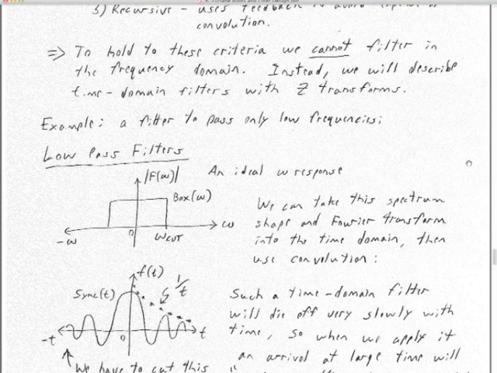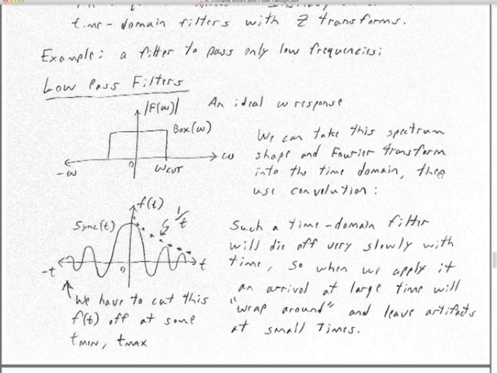Okay, so to have these desirable features for our filter, we cannot filter in the frequency domain. We can't do this trick of scaling down or zeroing out the frequencies in the omega domain. Instead we're going to describe filters in the time domain that involve multiplications, products of z polynomials. So we're going to z transform our data and deal with it entirely in the z domain, which is actually dealing with it in the time domain. So let's look at a simple example of a filter, like this low pass smoothing filter.